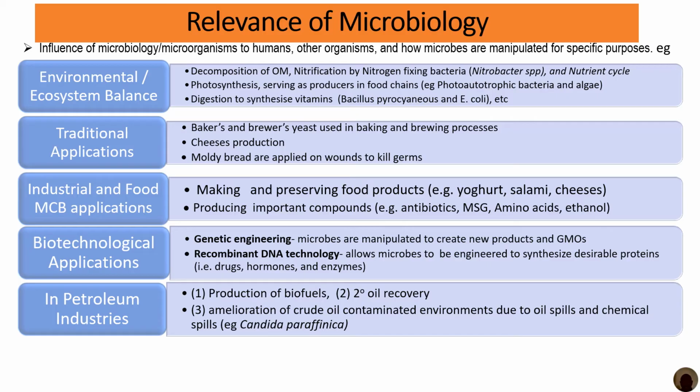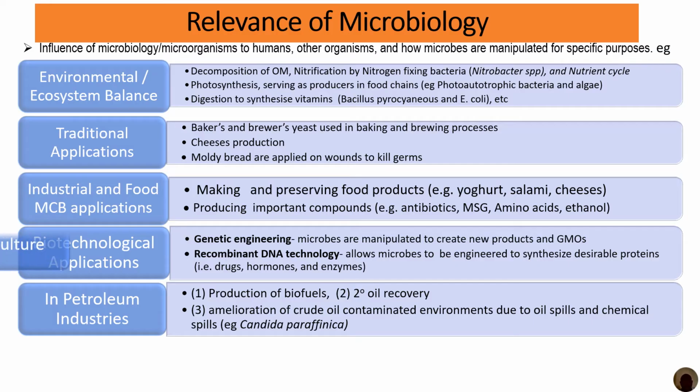Another application is in bioremediation. Many microorganisms are used to ameliorate crude oil contaminated environments as a result of accidental oil spillage or other spillage processes which make the soil infertile. So microorganisms are applied to make the soil fertile again. An example of such a microorganism is Candida paraffinica, which is a fungus that is capable of growing in crude oil contaminated environment to break down the hydrocarbons, volatilize them, and at the same time it produces large biomass which can be harvested and used as fuel. The biomass can also be harvested and used as food.